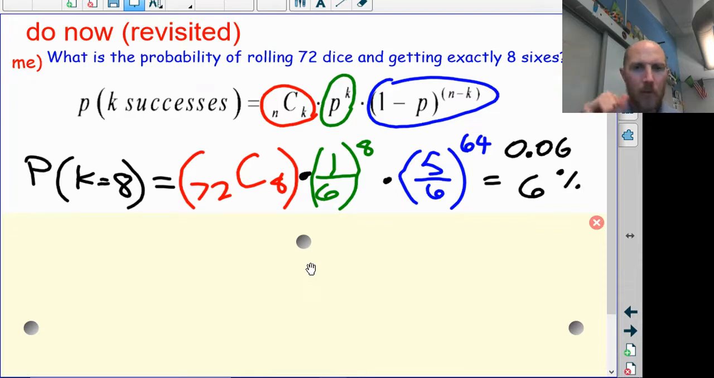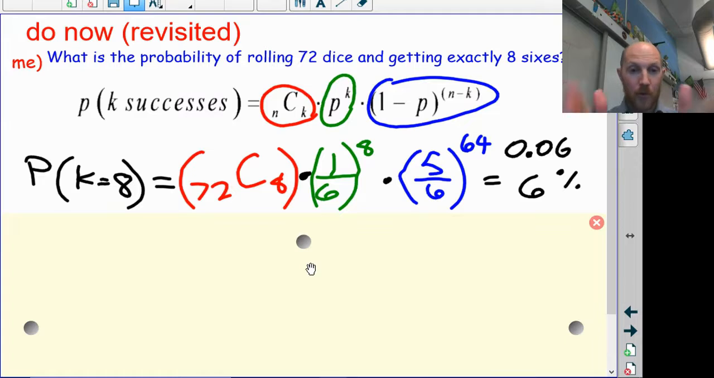Here's my example. So function notation, probability, P of K equals 8. So K just means successes. So I'm just elaborating a little bit in my function notation. Instead of P of 8, I'm just going to specify, hey, I'm talking about successes. What's the probability of K being 8, number of successes?